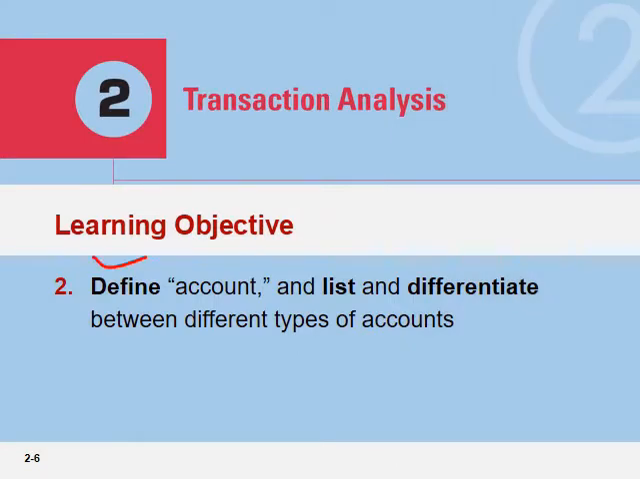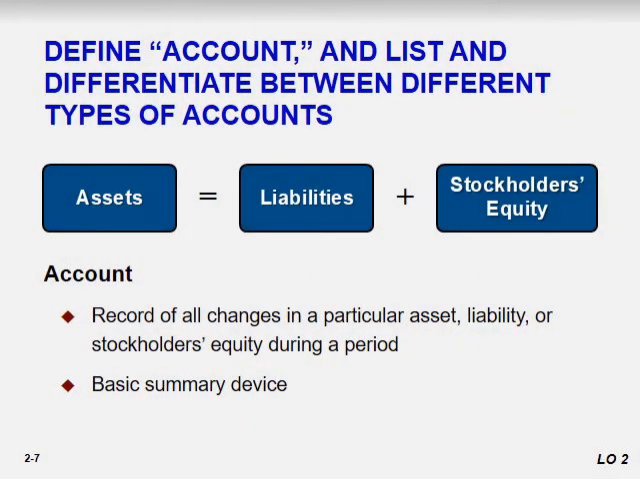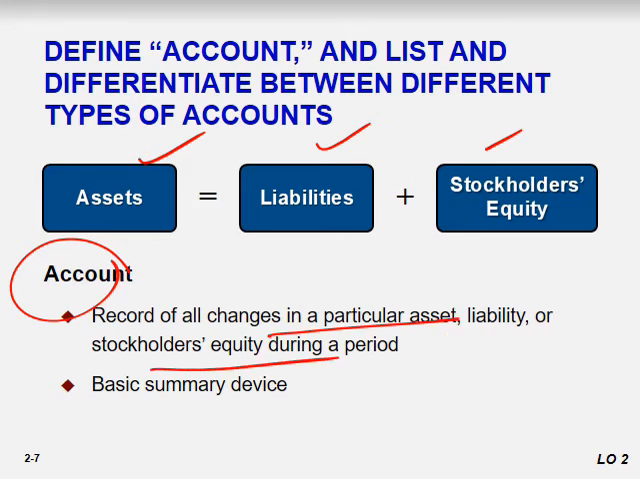Our second learning objective is to define account and to list and differentiate between different types of accounts. So let's explore that. We know that the accounting equation is assets equal liabilities plus stockholders' equity. An account records all changes in a particular asset, liability, or stockholders' equity during a period. So the account is the basic summary device in accounting.